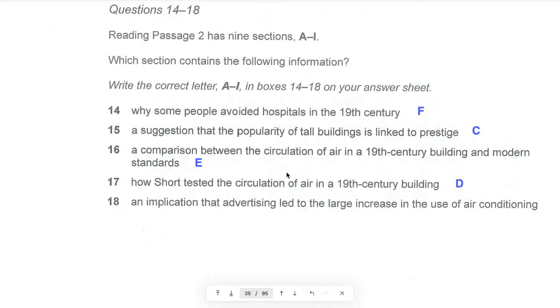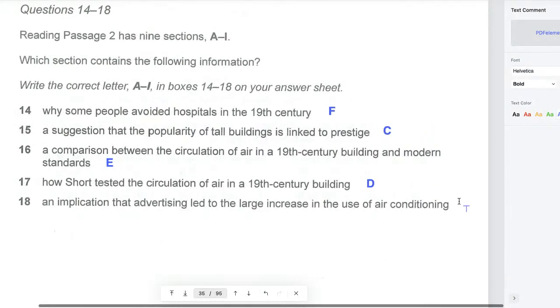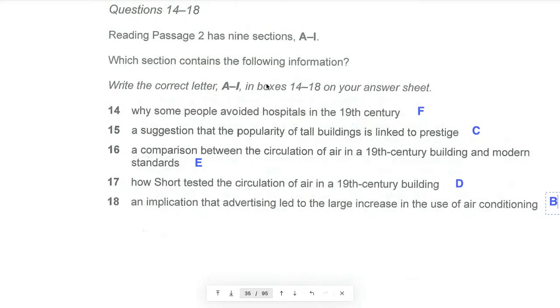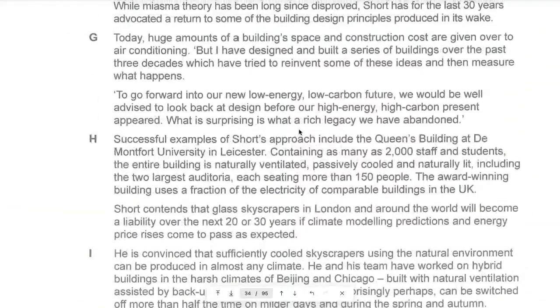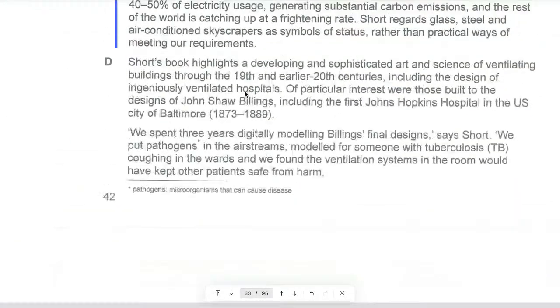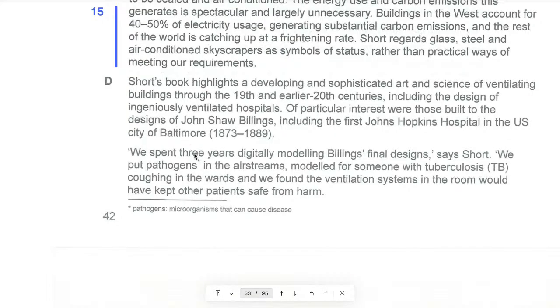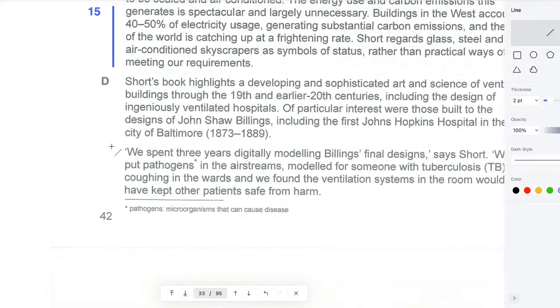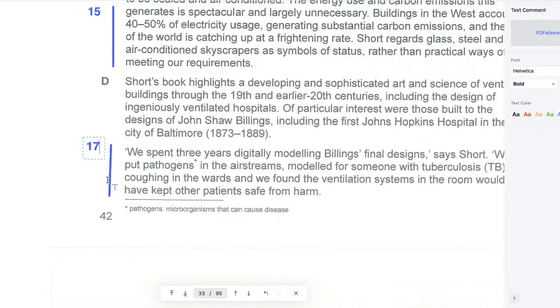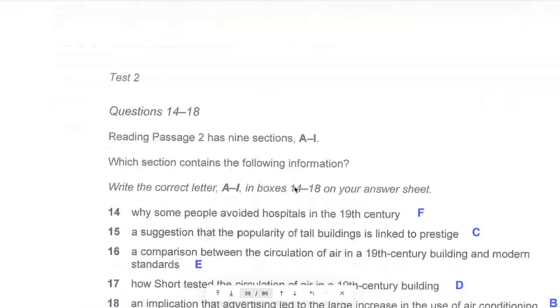Okay, 18. The implication that advertising led to the large increase in the use of air conditioning. B. Air conditioning, yes. The answer is B, right? B. Okay, you can mark that one B. But wait, before that, I think you should mark for number 17 as well. Okay, for 17 you can mark from "we spent 3 years" blah blah until "safe from harm." Yeah, so that's the part answering number 17.